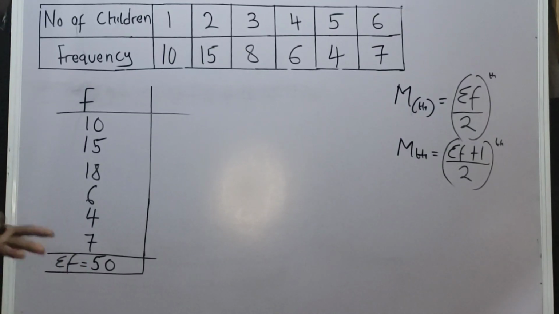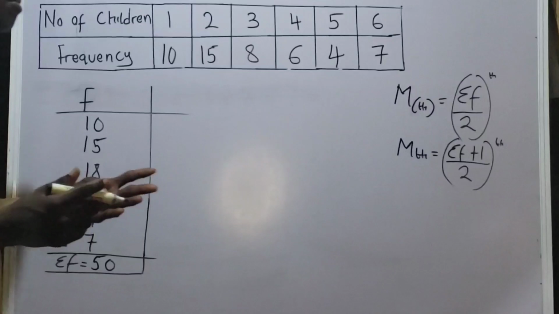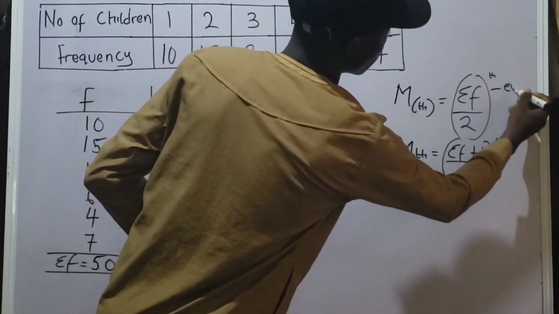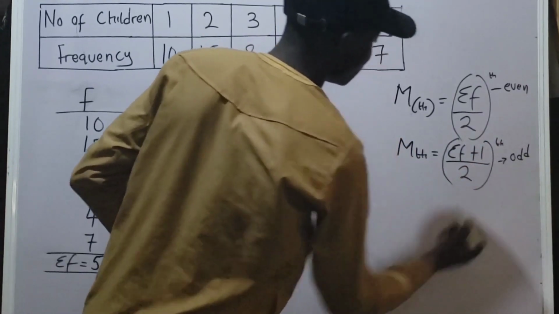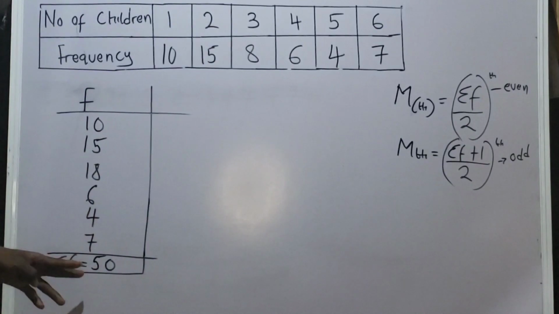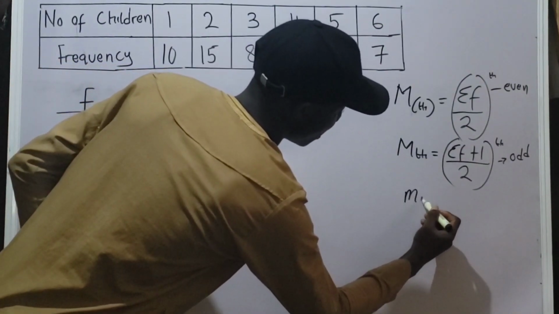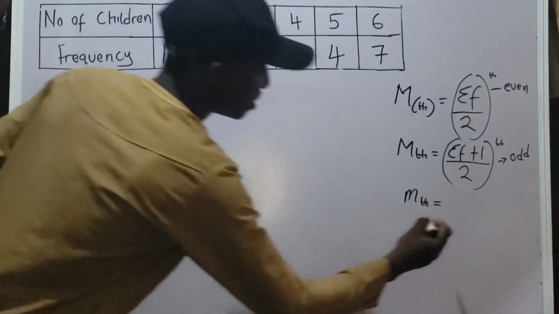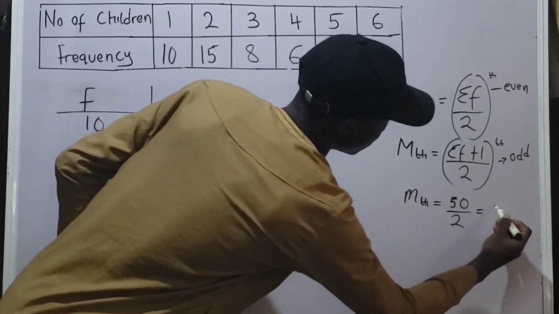So having gotten the sum of the frequency as 50, now I want to ask you, is 50 an odd number or an even number? Yeah, 50 is an even number. So I'm going to make use of this formula to determine the position of my median class. This is used when the sum of the frequency is even, and this is used when the sum of the frequency is odd. So the median position is equal to 50, which is the sum of the frequency, 50 all over 2. That is the 25th term.